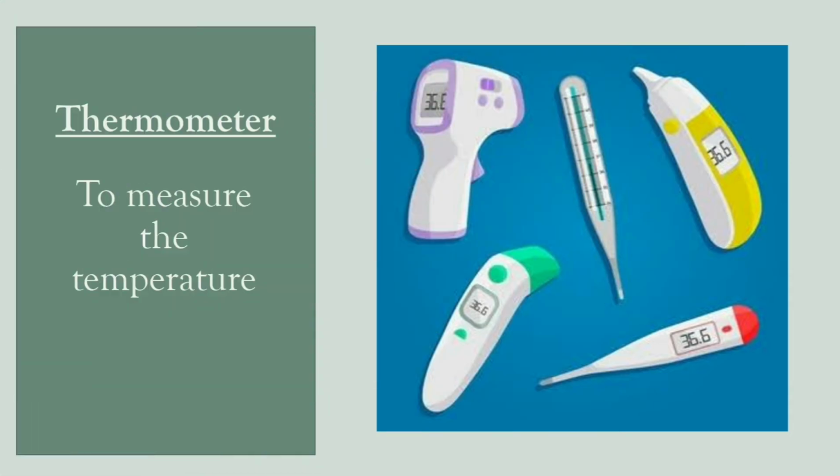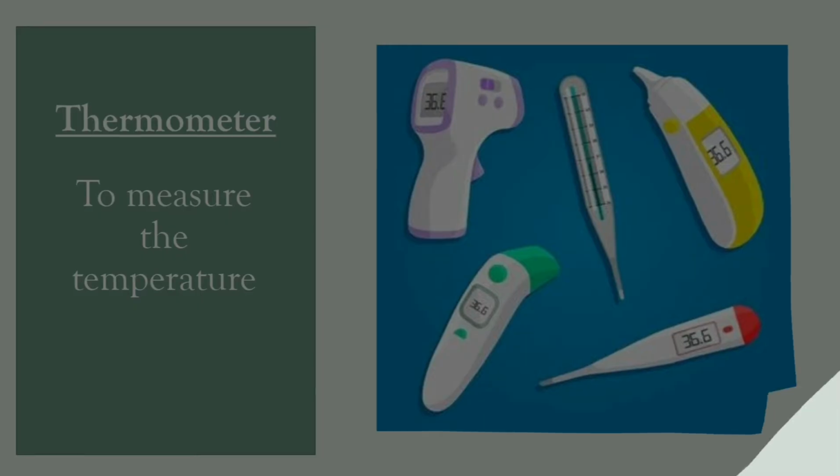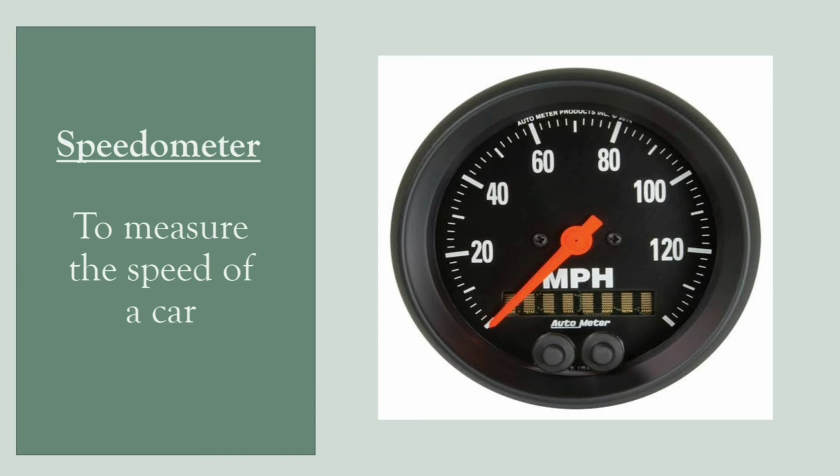Next is thermometer. To measure the temperature, we use thermometer. These are different kinds of thermometers we use. So students, let's move to our next instrument, which is speedometer. It is used to measure the speed of a car.